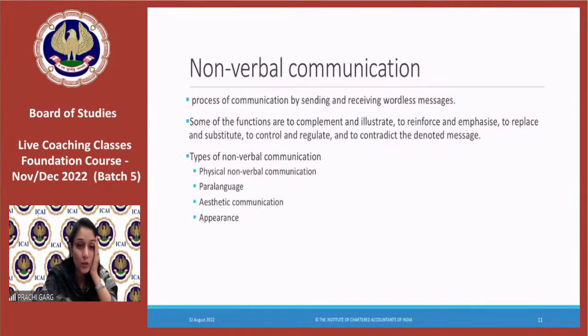Intonation is basically the tone, how you modulate your voice, the rise and the fall of voice while speaking. So that is intonation. The kind of pitch you use to express your feelings.